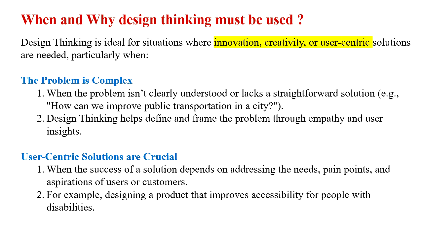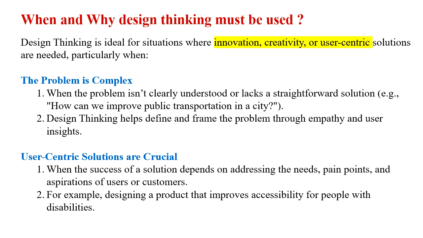When the problem is very complex, design thinking will help us, because the problem is not clearly understood or lacks straightforward solutions. For example, take cities like Delhi and Mumbai: how can we improve public transportation so that the public can go to work and come back? Design thinking helps to define and frame the problems through empathy and user insights.